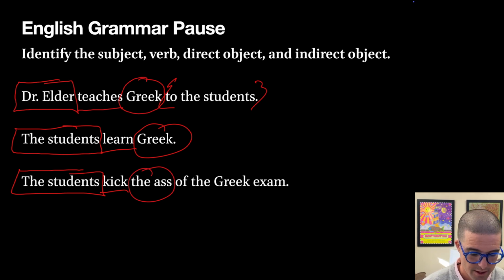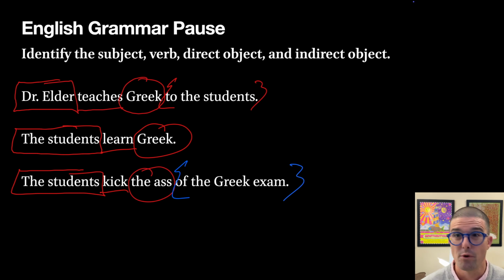And then of the Greek exam is not actually the indirect object. This is a bit of a trick question here, and I'm setting us up for what we are going to do next. Of the Greek exam is showing possession. That is, to whom does the ass belong? The Greek exam. And so we'll talk about what that'll look like in the Greek cases in just a moment here. So no indirect object here, just a subject, the students, verb, kick, and direct object, the ass.